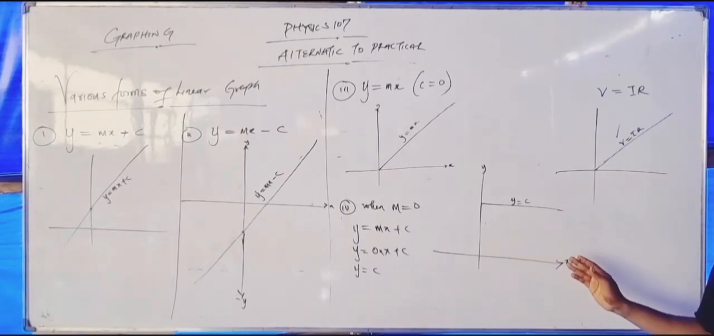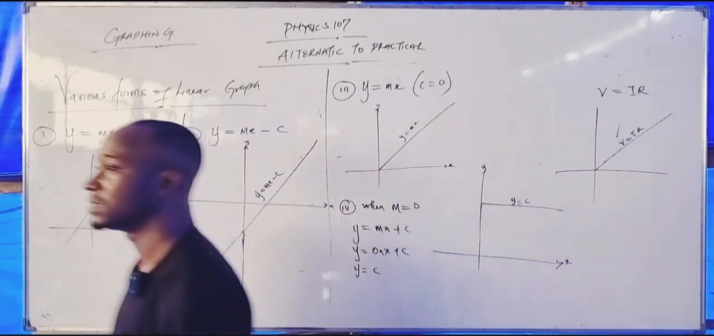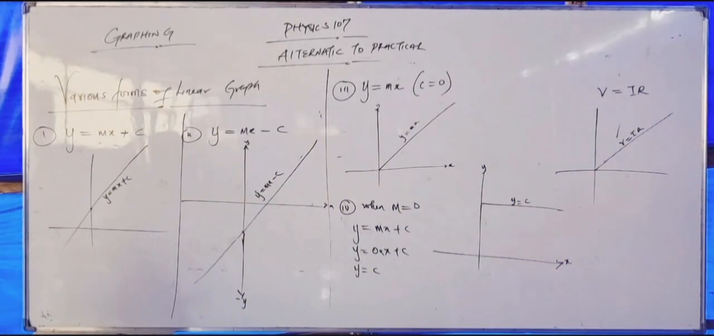Zero. I cannot find a change in y here. I cannot find a change in x. Is that not so? So our slope is zero. So put this down.